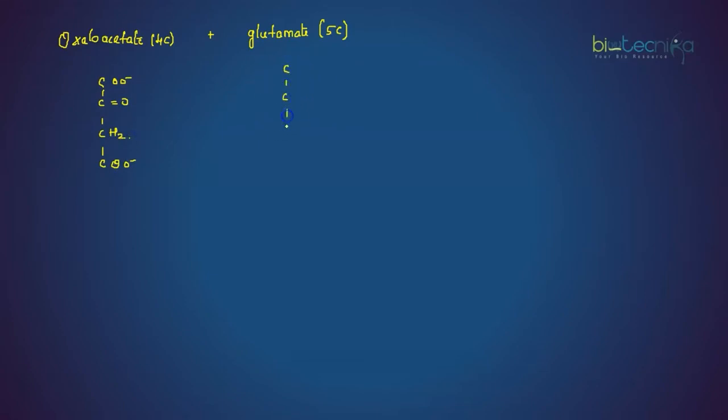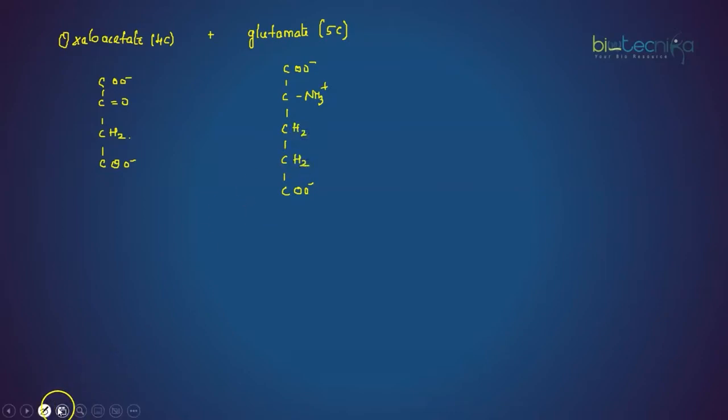So let's write oxaloacetate. Oxaloacetate is actually a 4 carbon compound. This also combines with one of the amino acids, the same glutamate, which is 5 carbon. Let's write the structure: 1, 2, 3 and 4. And here it's definitely going to have an acid group. And here the glutamate, we already know the structure, it's 5 carbon. Here they have an amine group. The rest of the things remain the same.